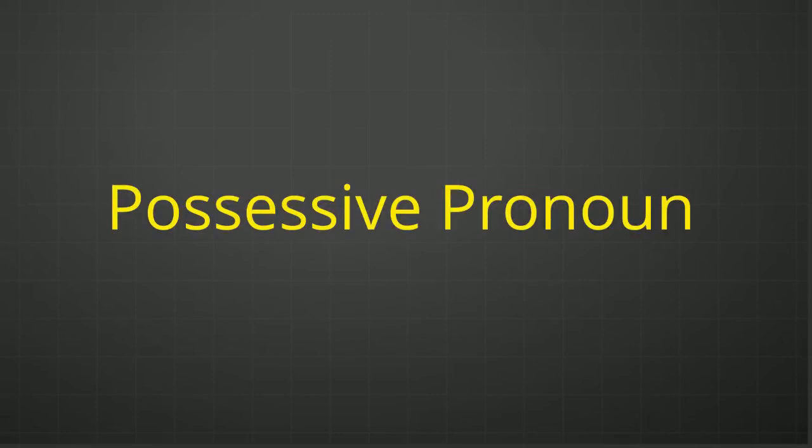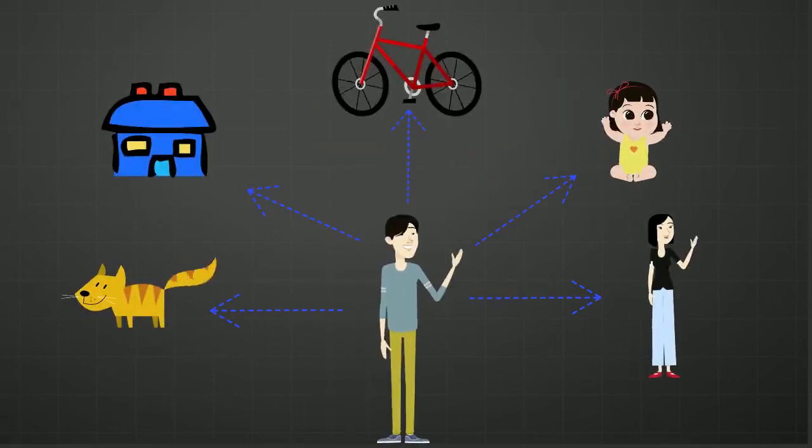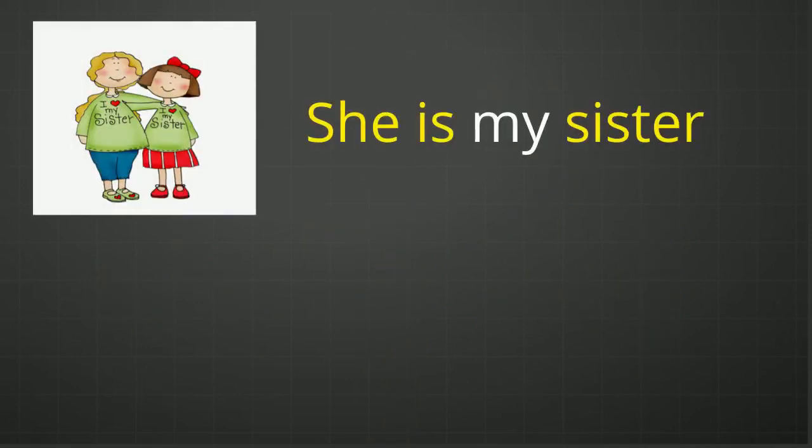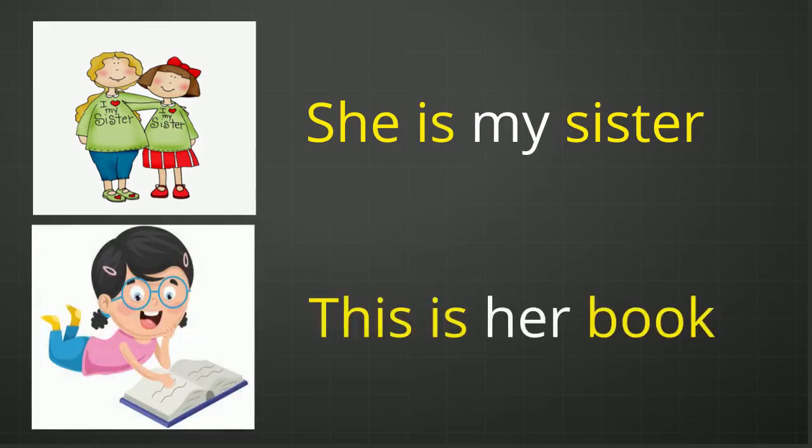First, let us understand what is possessive pronoun in English. When we talk about objects belonging to some person or things owned by the person or relationships, then we use possessive pronoun. For example, she is my sister. In this sentence, I am using pronoun my to show relationship between me and sister. This is her book. In this sentence, I am using pronoun her to show that she owns the book.